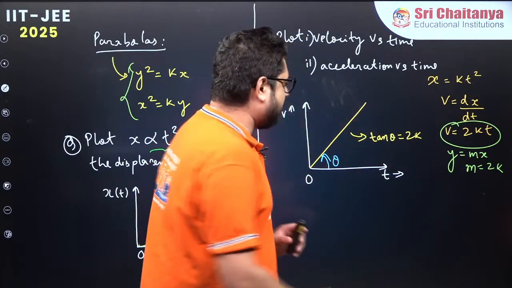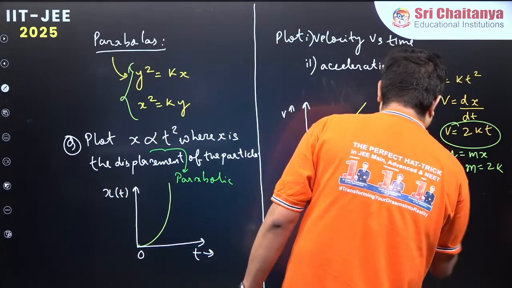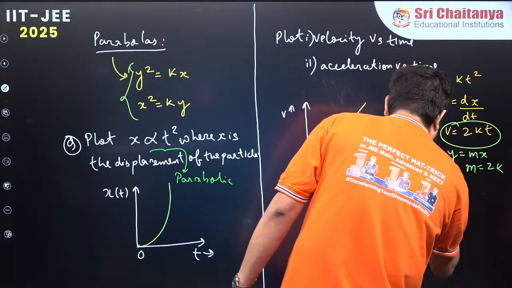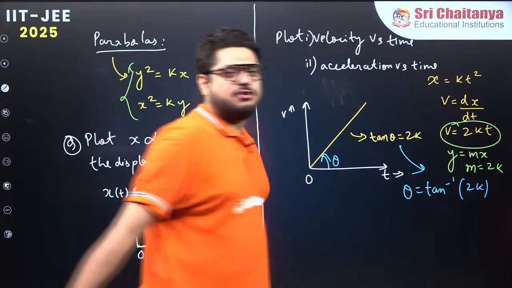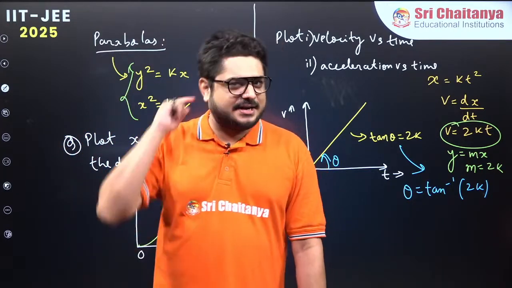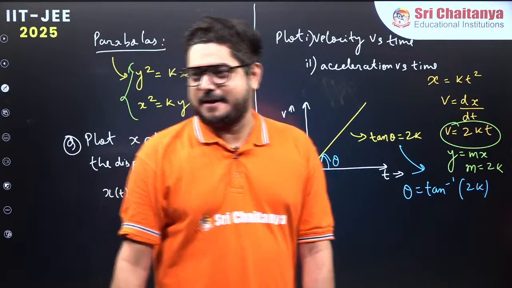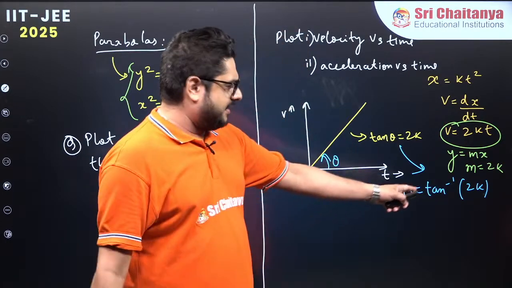So now if I say tan theta is 2k, I have already written it over here, isn't it? So you can write down theta as tan inverse of 2k. This is what inverse trigonometric function is. I hope it's clear. Okay?